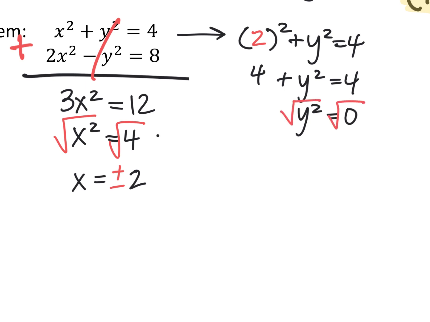Now it's your question. What is it? It's just 0. So there's your first point, +2, 0. Can you please rinse and repeat? Now plug in -2 and see what you get.